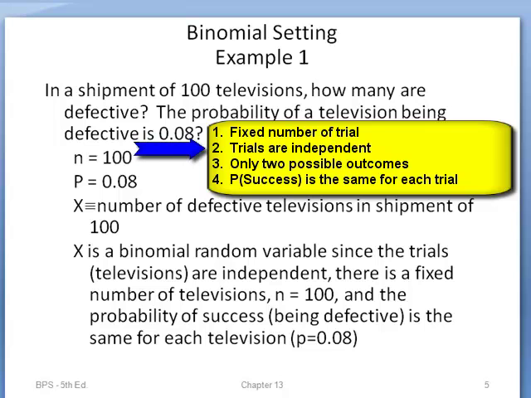Number three, are the trials independent? Well, if one television is defective, that does not affect whether another one is. So we do have independence. And the probability of a success is the same. So there's a fixed number of trials. The trials are independent. Each trial only has two possible outcomes, and the probability of a success is the same for each trial. The four conditions are met.